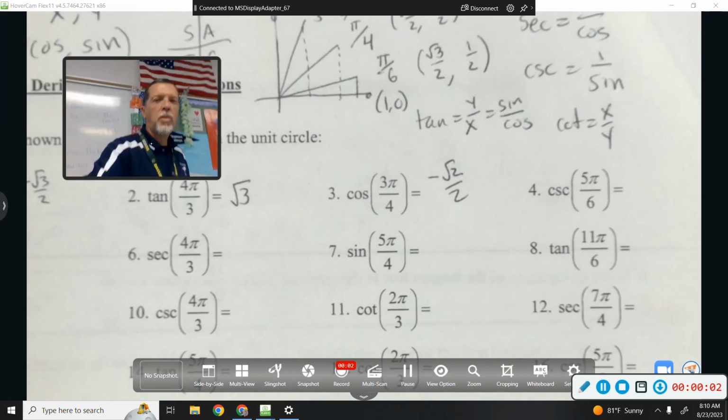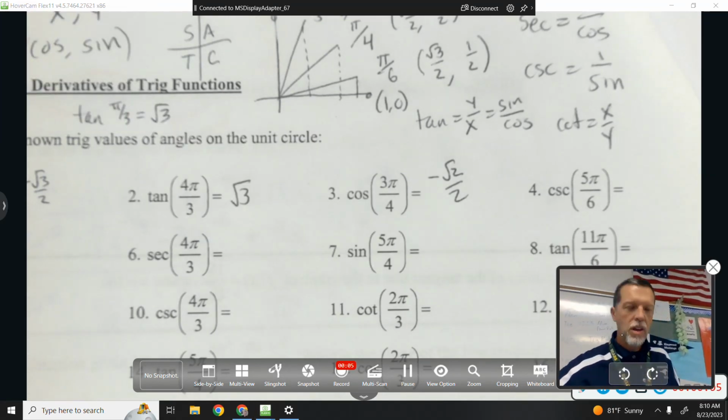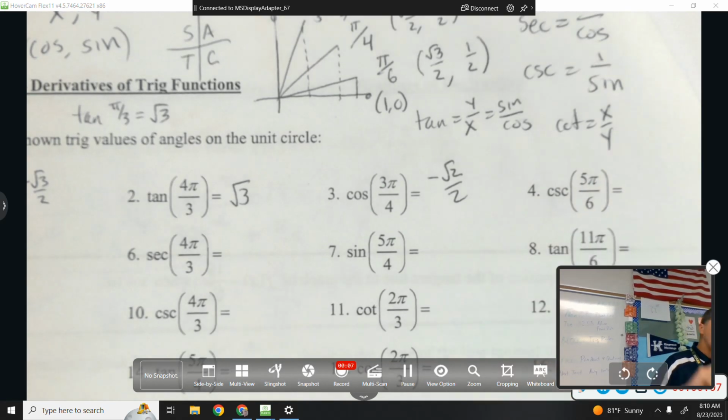So the video's jumping in a little late, but this is just review. Yes, cosecant is the reciprocal partner of sine. It's the flip of sine.